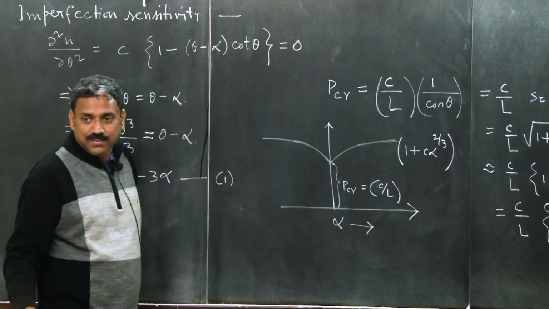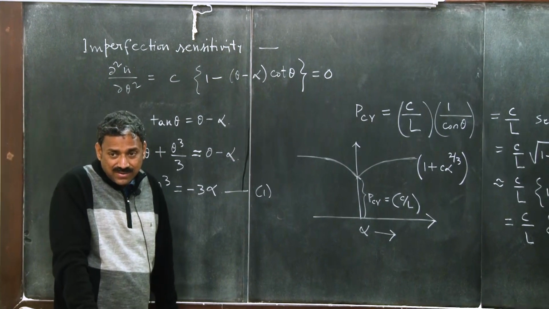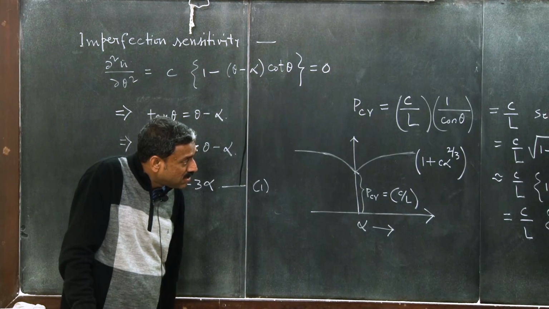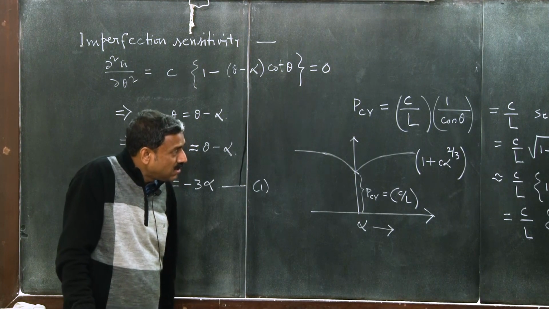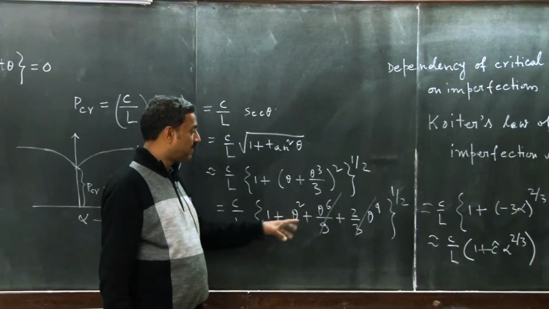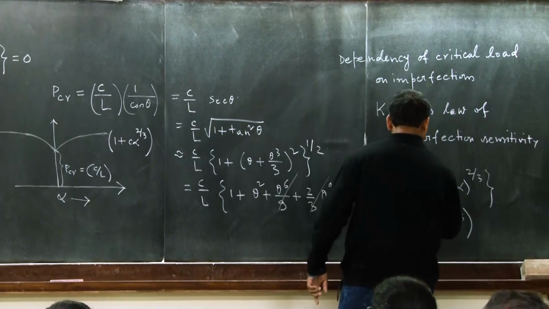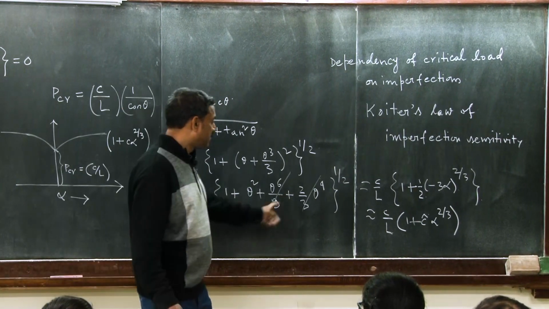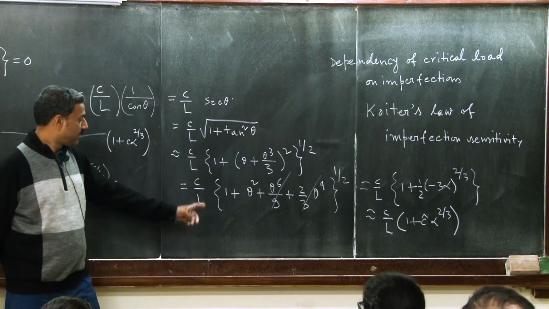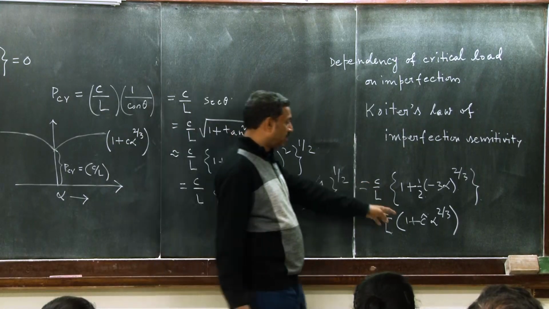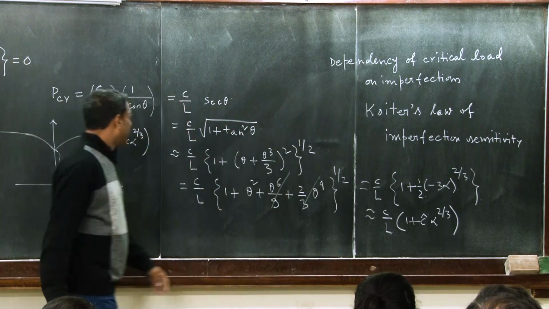Well, you just take the series expansion, the binomial expansion. Because 1 plus theta square to the power half is 1 plus half theta square, that is what this half is, and all these things I have condensed.